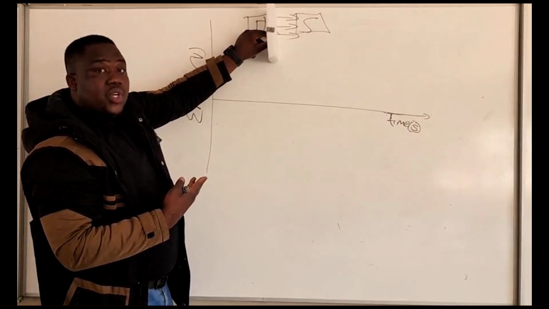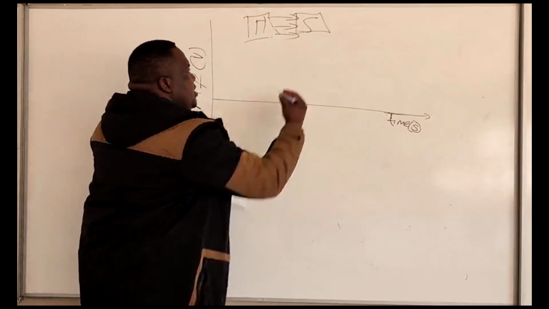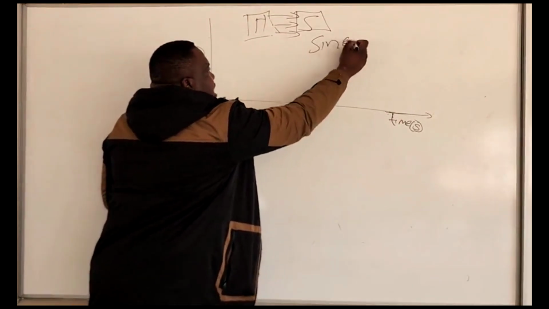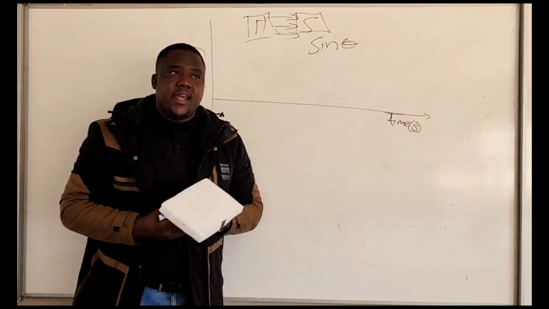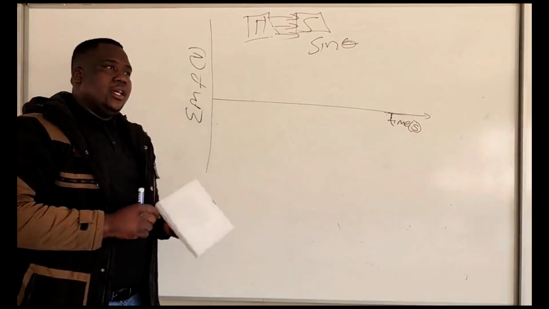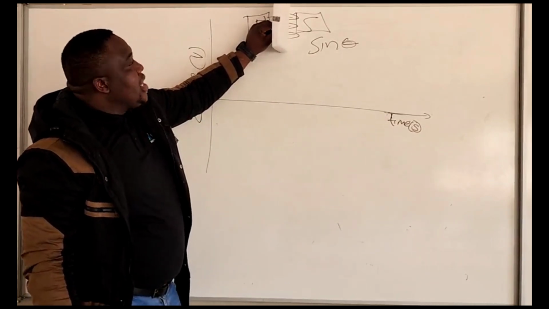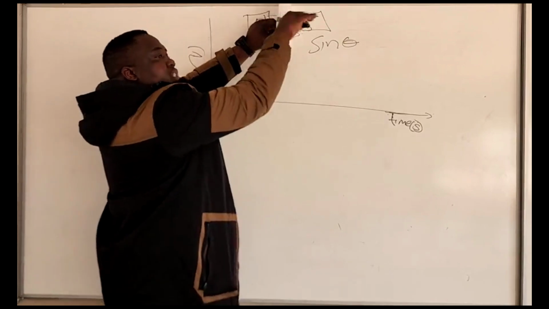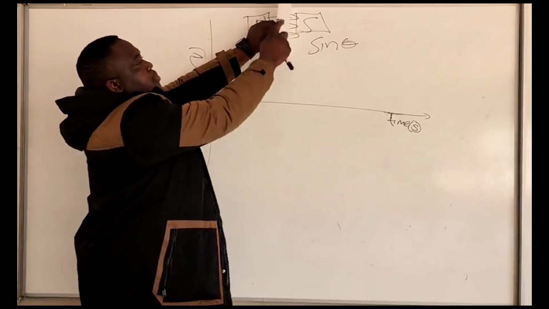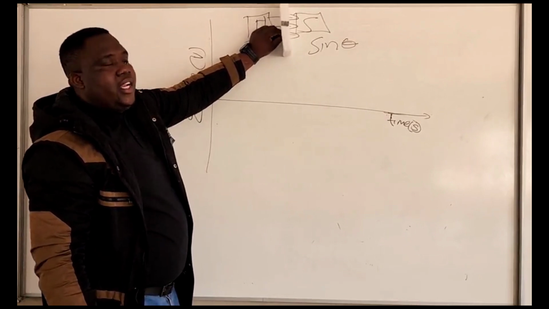For voltage, we use sine. So it means we're going to have sine theta, of which theta is the angle between the normal line of the coil and the magnetic field line. Since we're starting at this position, what is the angle between the magnetic field line, which is parallel to this normal line? I've represented the normal line by a black thing. It means that the angle is 0.